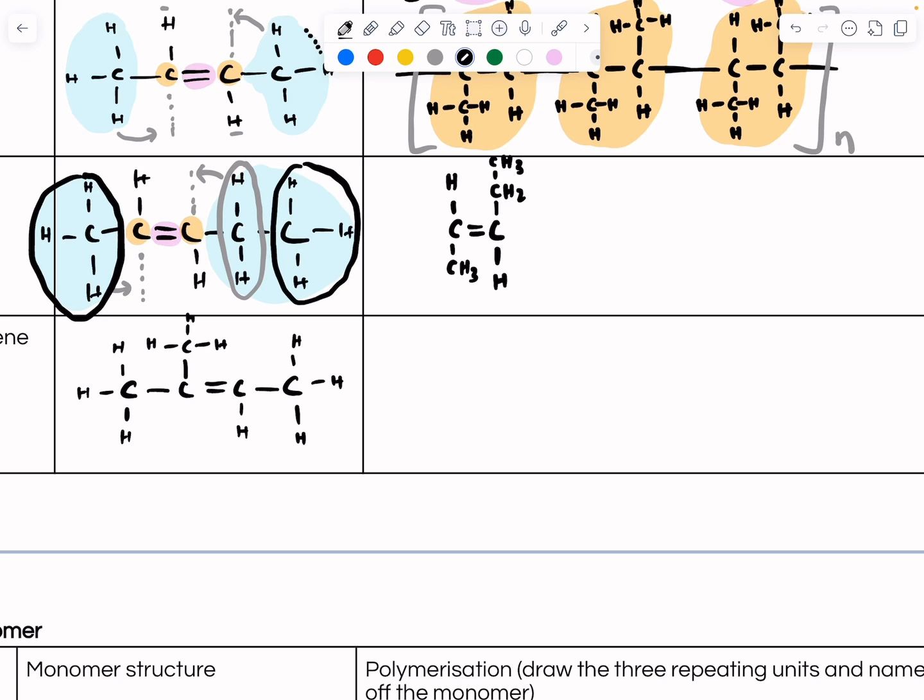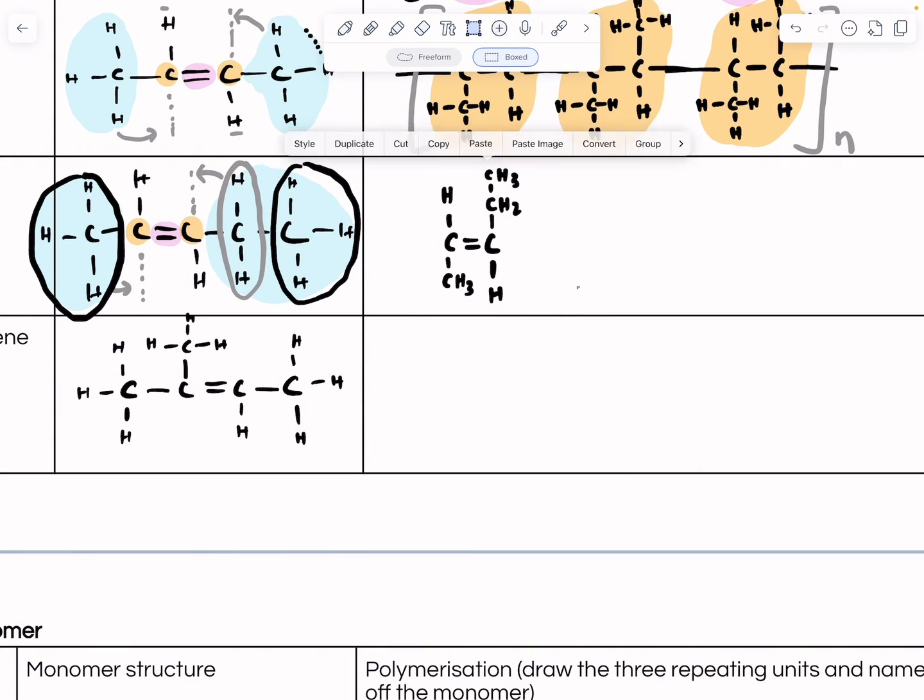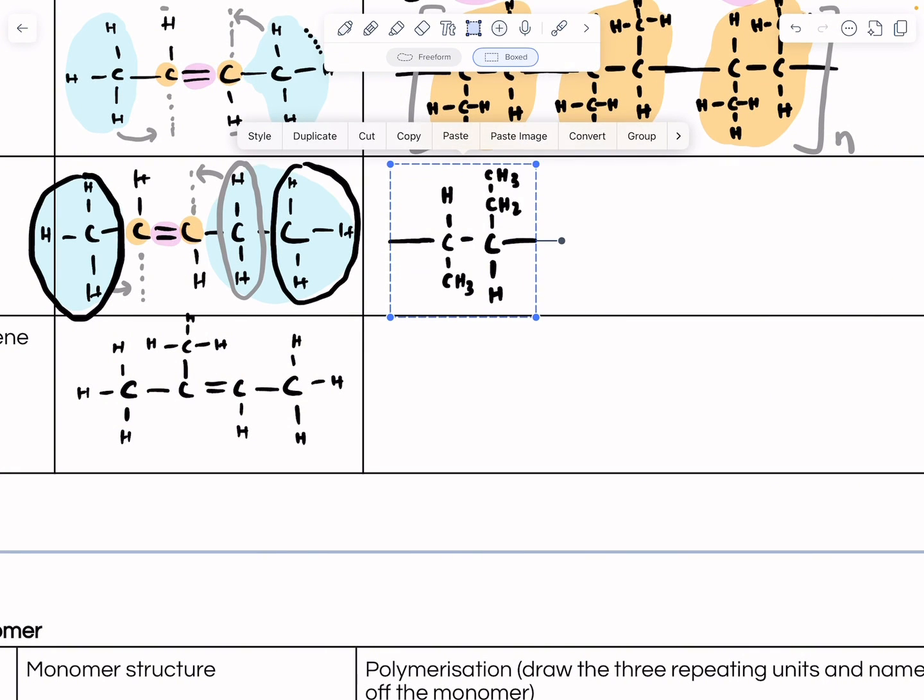So now the spaces between those two carbons are indeed free for that double bond to open up. So let me go ahead and open up that double bond. Let's get that carbon back. There it is. There we go. Easy peasy. Now we just have to draw 3 repeating units of it. So let me go and do that.